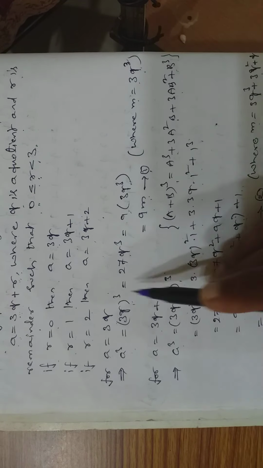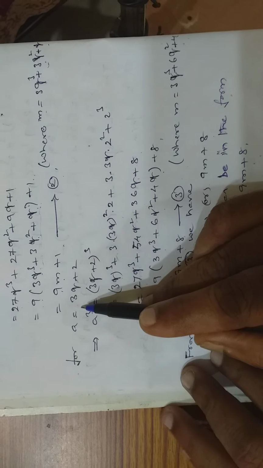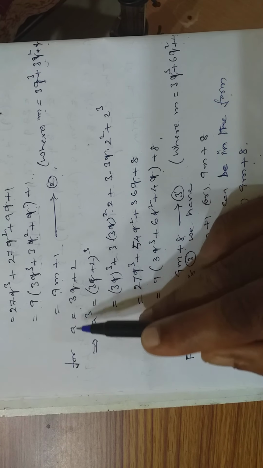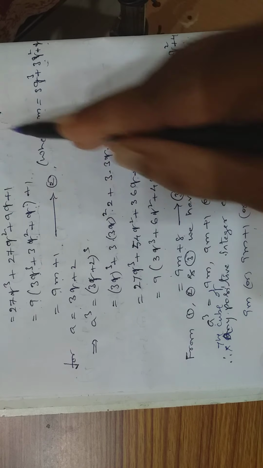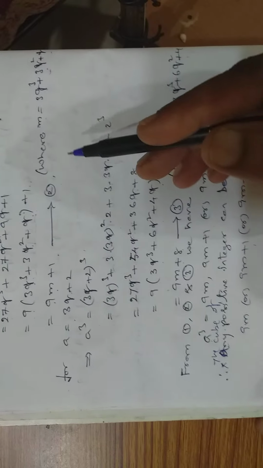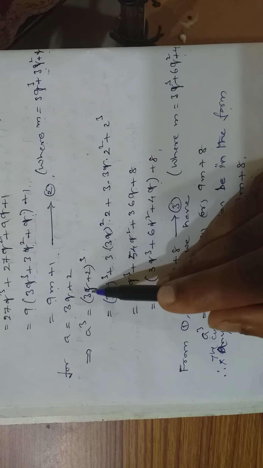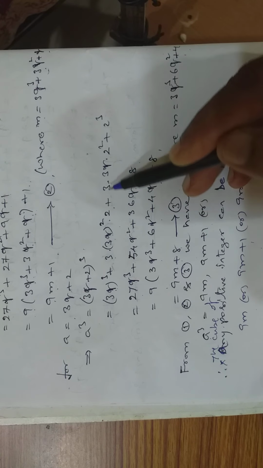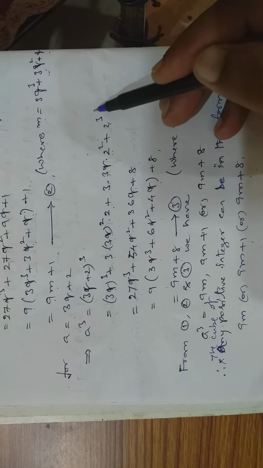Now let us go with a is equal to 3q plus 2, and let us cube on both sides. Then we get a cube is equal to 3q plus 2 whole cube. Now by applying the same formula, a plus b whole cube, we get a cube, 3q cube, plus 3a square b. Here a is 3q and b is 2. And 3ab square, a is 3q and b is 2. And b cube is 2 cube.